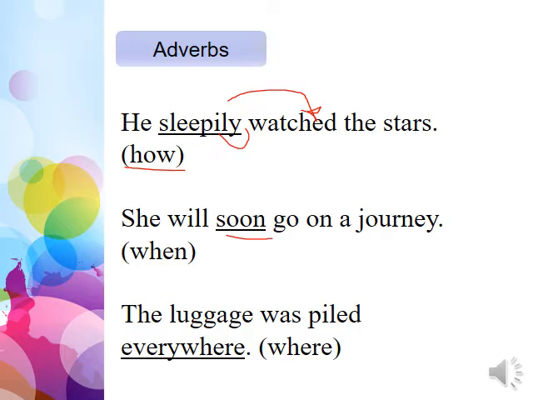Soon here is the adverb, and here it's in the middle of the two verbs, a helping verb and a main verb, and the adverb is in between them, and it's an adverb of when, tells the time. When will she go on a journey? So, the luggage was piled everywhere. Everywhere is the adverb, and it tells where, and this is so obvious.